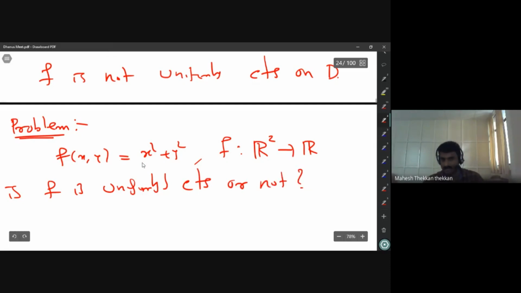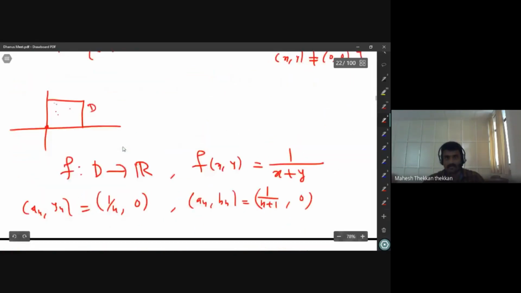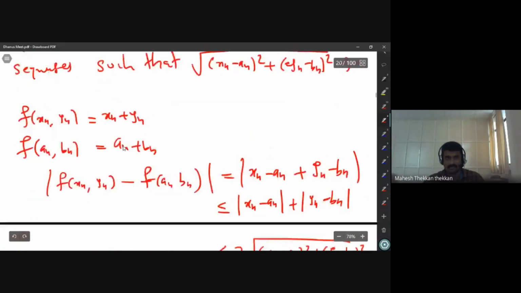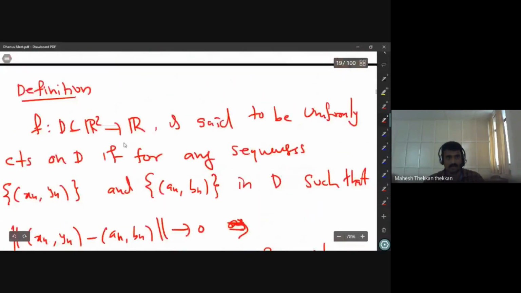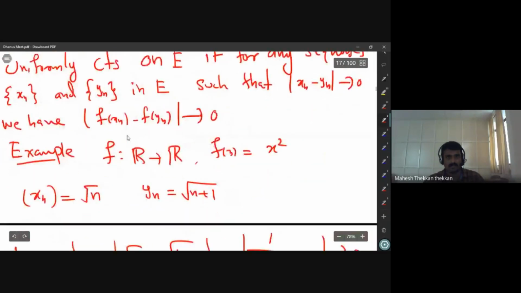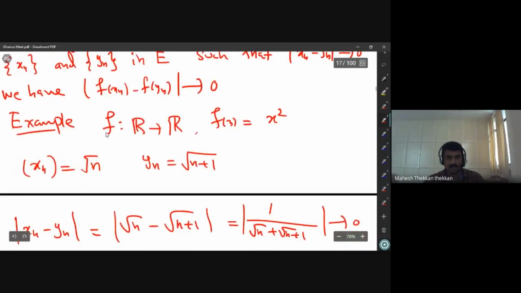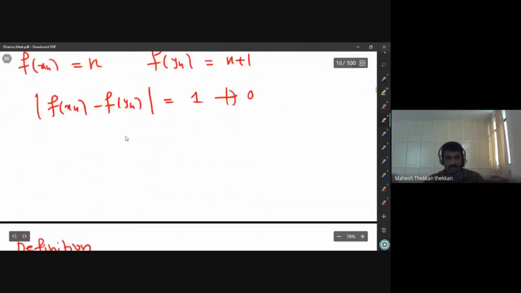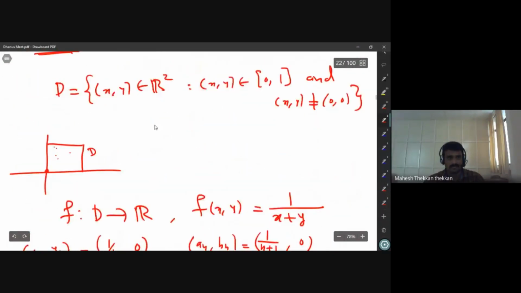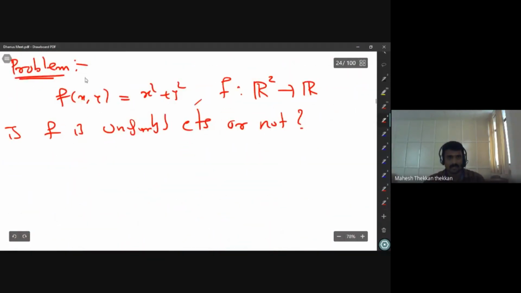This is nothing but a generalization of f of x equal to x squared. This is the generalization of that function. We have seen f of x equal to x squared is not uniformly continuous. We have seen it already, right? Here, f of x equal to x squared is not uniformly continuous from R to R. This is nothing but a generalization of such a function, f of x, y equal to x squared plus y squared, defined from R2 to R.